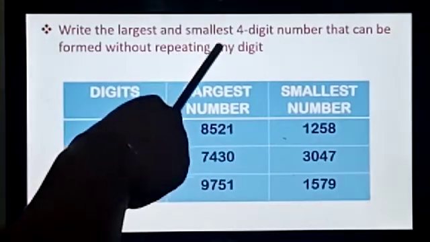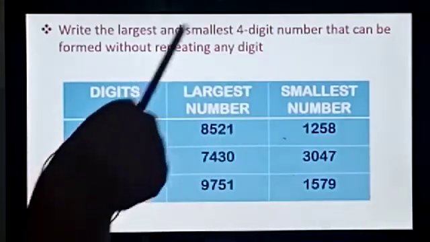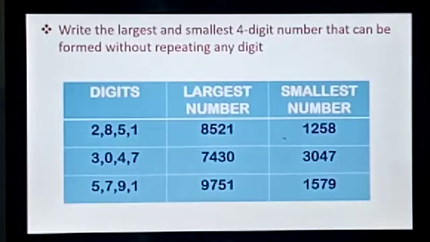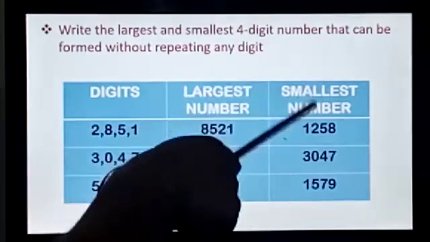Write the largest and the smallest four-digit number that can be formed without repeating any digit. So, try and read the heading or the question which is given to you and then start writing the answer to it. So, what is he asking here? We need to write the largest and the smallest four-digit number that can be formed without repeating. We should not repeat the digits. So, these are the digits. What are the digits we have? 2, 8, 5, 1. So, these are the four digits which are given to us. Now, we have to form the largest number and the smallest number.